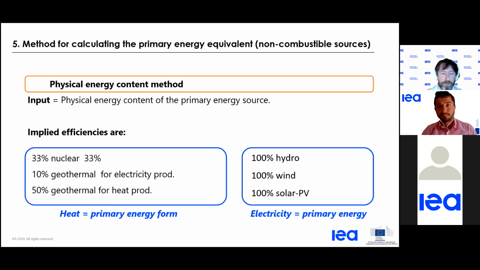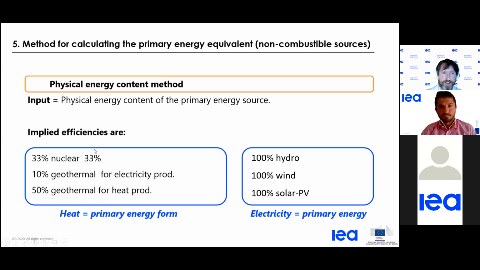There are two main methods that can be used. There's the physical energy content method, which is what's used by the IEA. And there's also the partial substitution method. This was used in the early days of creating energy balances, but it's not really used any longer. The physical energy content method, the method that we use, makes a link with the physical energy content of the primary energy source. It tries to link the input with a real world event.